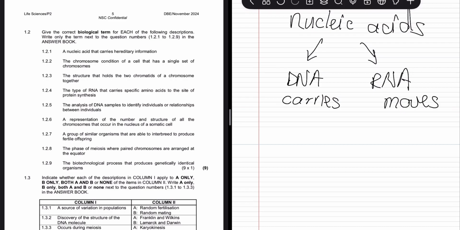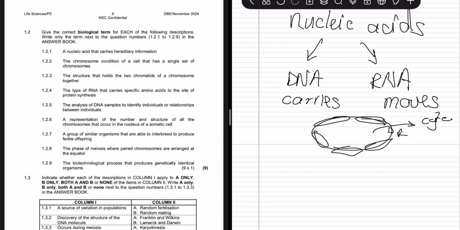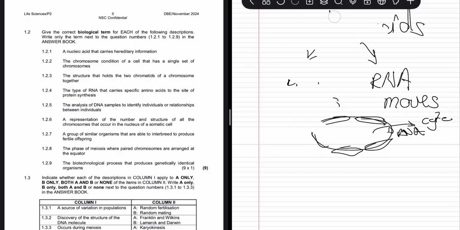So if we think of the information found within the nucleus, when that DNA information leaves the nucleus through our pores, so it leaves our nucleus into our cytoplasm, it moves using RNA. So when information is moved, or if a nucleic acid is moved, it will be RNA. But because our information is just carried, it would then have been DNA. All right. We are then moving into the next one.